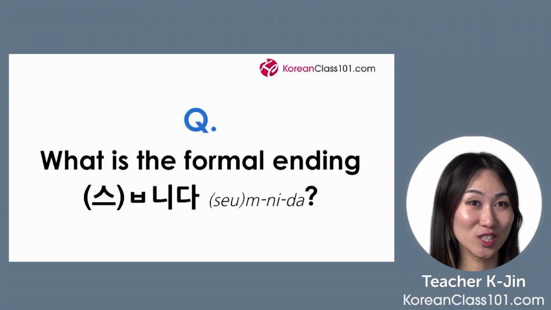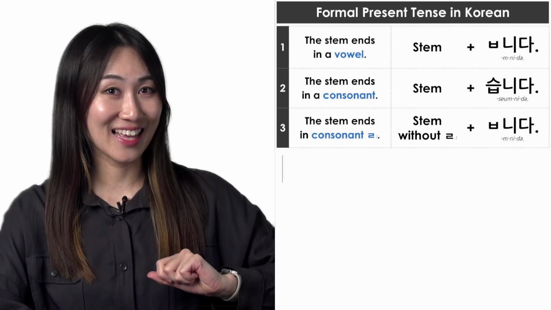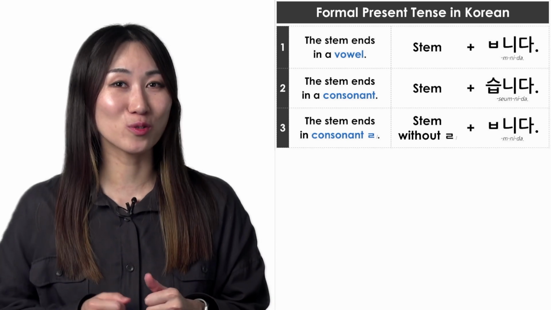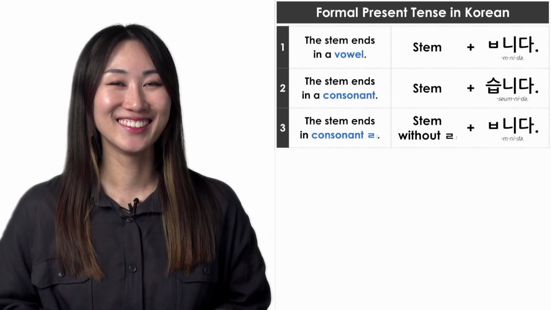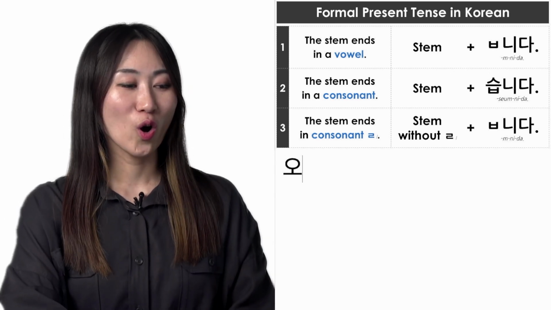Here's the last question from Jennifer. Thank you, Jennifer. What is the formal ending? 씁니다. Here's the chart for formal present tense, formal ending. It's simpler than the previous one, so good. Okay, so let's look at some examples. I have this word for you, 오다.